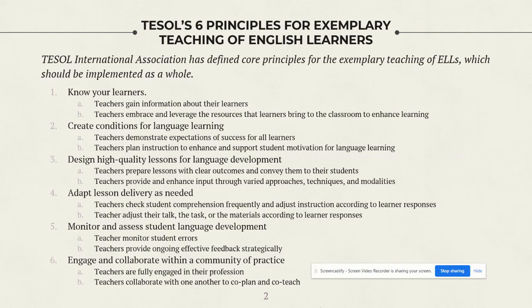Teachers should monitor and assess student language development. So monitoring student errors and providing ongoing effective feedback strategically, which we've talked about, what kind of feedback is most beneficial for students. And the last principle here is that teachers should engage and collaborate within a community of practice. So teachers should be fully engaged in their profession and collaborating with one another, especially if you have a co-teacher or you're co-planning with someone else like an ESL teacher.